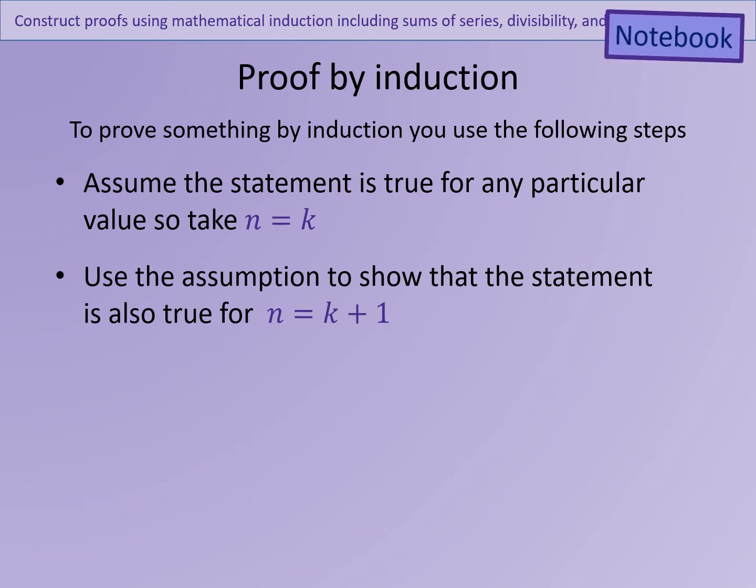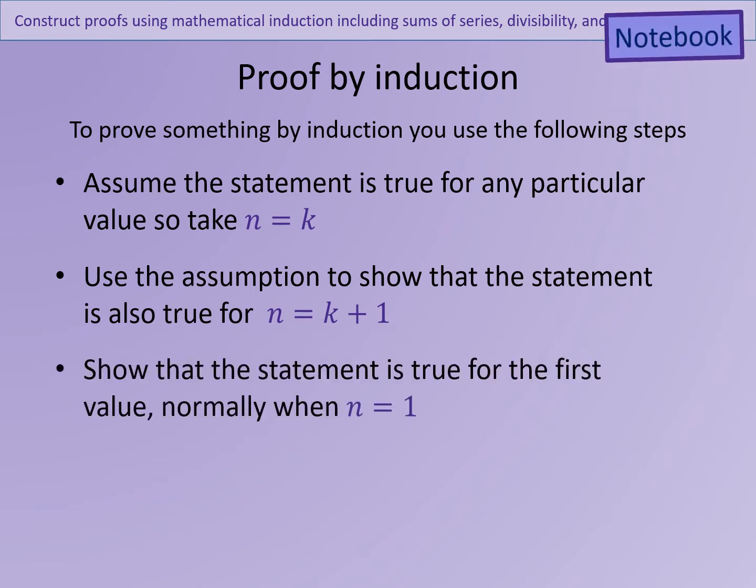The next step is to show that if this assumption is true, it will also be true for the next number along, n equals k plus 1. You'll find it easier if you start by writing the thing you're aiming for before you start. You then start off the inductive process by substituting in the first term, which is usually either 0 or 1.